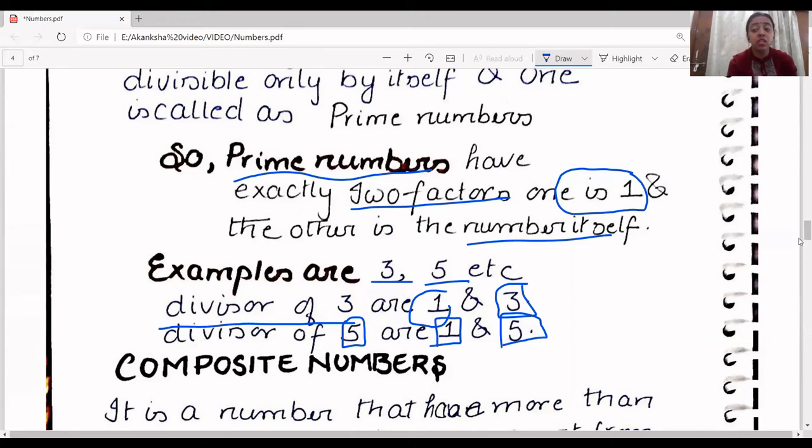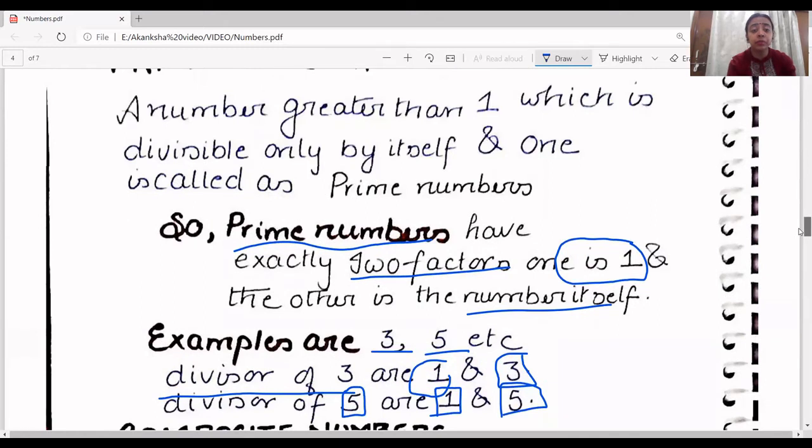A common question is, is 1 a prime number? No, 1 is not a prime number. A prime number is always greater than 1. 1 is not prime, because the definition of a prime number says it should have exactly two factors. And the number 1 is only divisible by 1 and itself. So 1 and the 1 itself are both the same number.